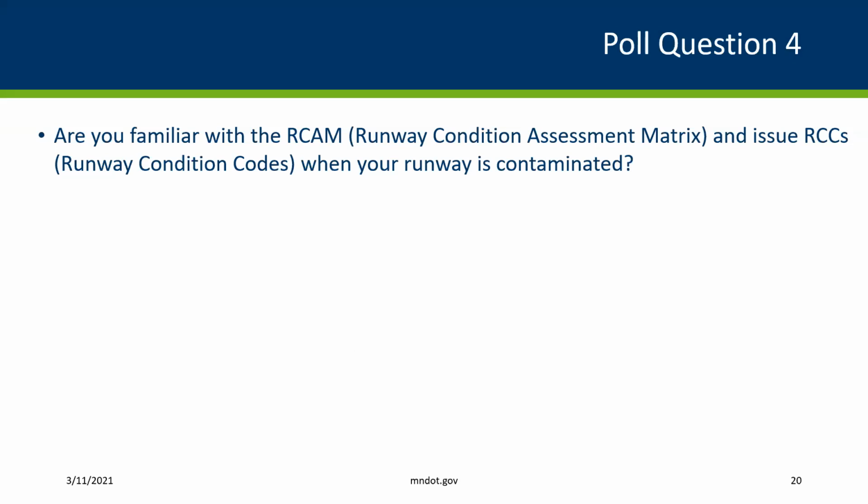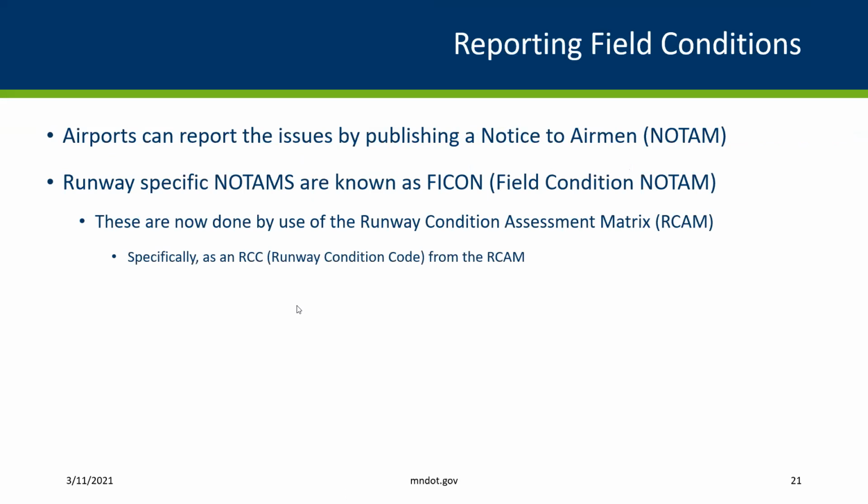So this next section that we're going to go into is going to be about the RCAM and how it affects us. So you know that you need to issue regular NOTAMs. When you issue something about the runway, though, you're actually issuing it as what's called a field condition NOTAM, or a FICON. So when we refer to FICON, that's telling us what is the condition of the runway. And a FICON NOTAM is actually broken down into a runway condition code, an RCC. So you'll see we have the RCAM, which is the matrix, the FICON, which reports ultimately the RCC, which comes from the RCAM.